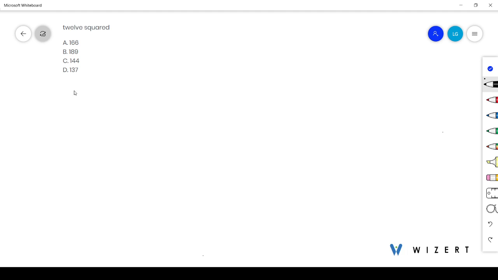Our question is 12 squared. We have to find 12 squared here. So 12 squared means we need to multiply this 12 two times. So 12 into 12. Now multiply this.